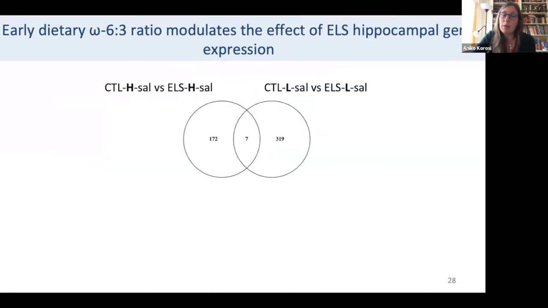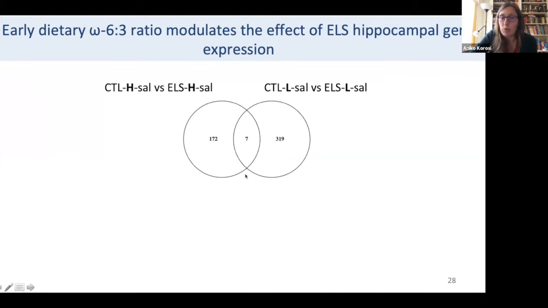And what happens with this early life stress in particular? So what we see here is quite interesting. These comparisons are a bit complex, but here you have the high diet and the control versus early life stress comparisons. And here you have again control versus early life stress, but under the low diet, kind of trying to tease apart what is the impact of the diet on the early life stress response. And what you see is remarkable.